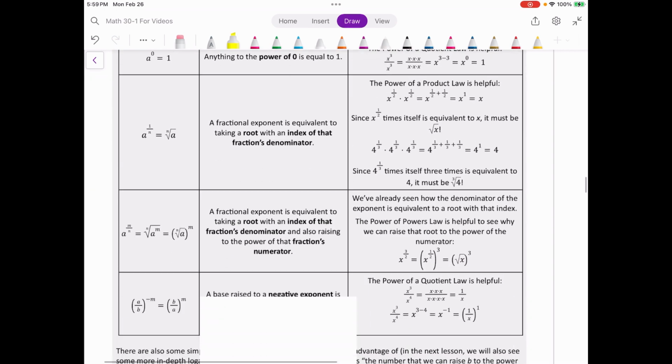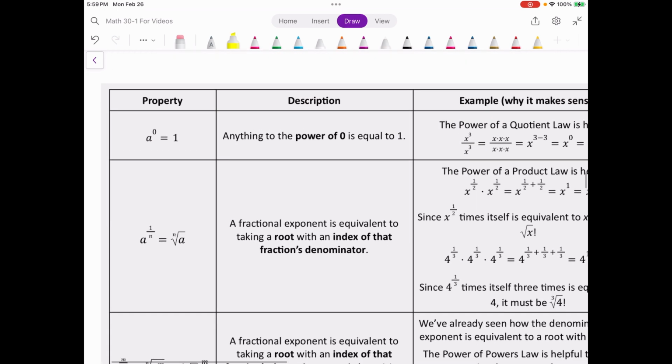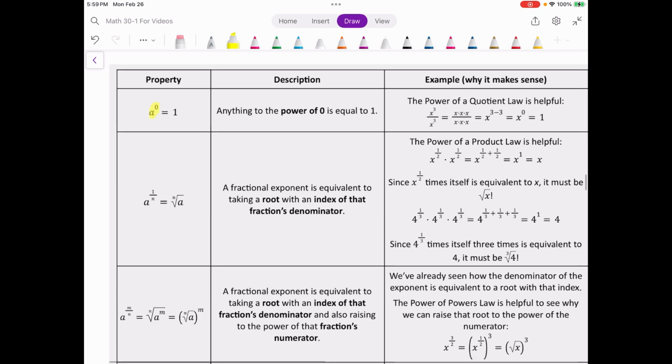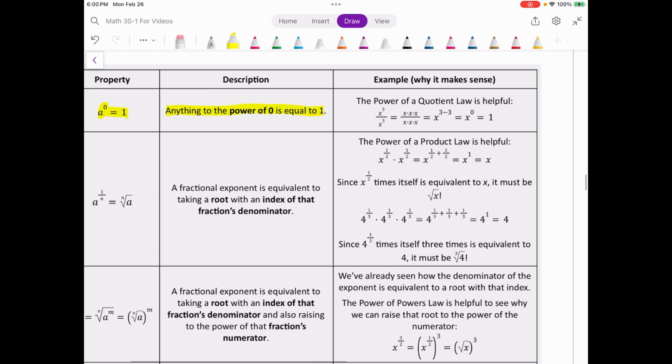Okay, a few more here. We've talked about these a lot as we go, but let's look at this one. A to the power of 0 equals 1. In fact, a represents anything anyway. Anything to the power of 0 is equal to 1.